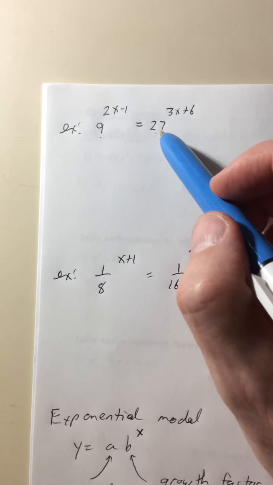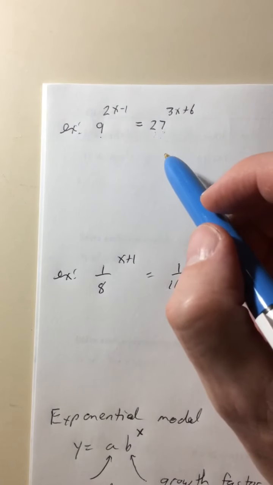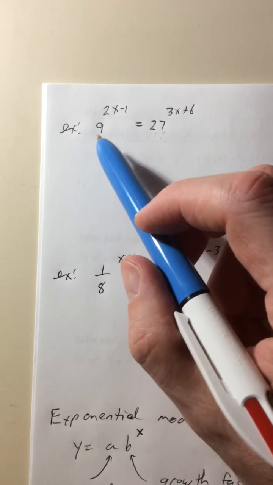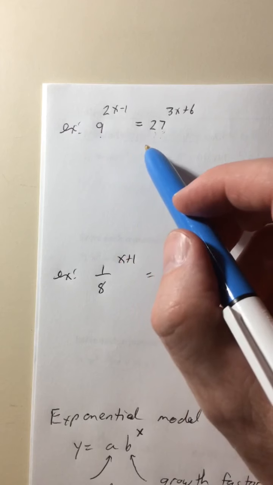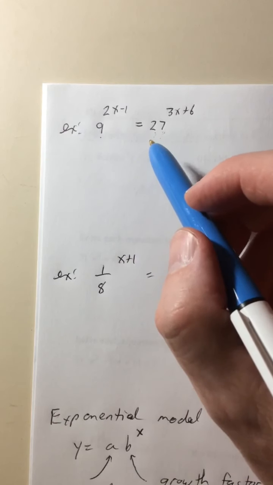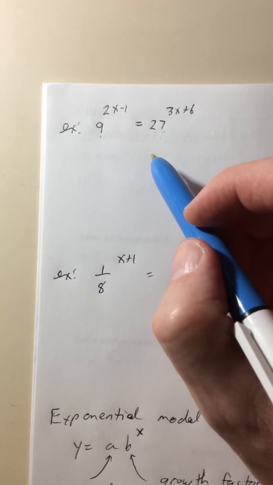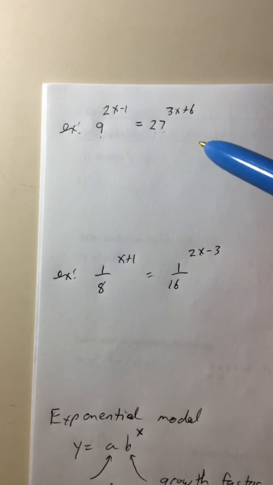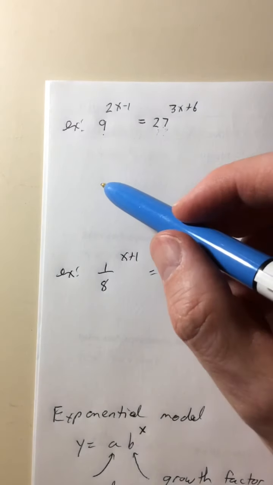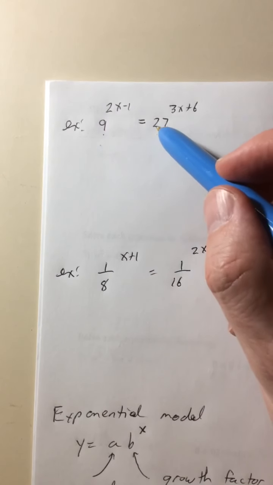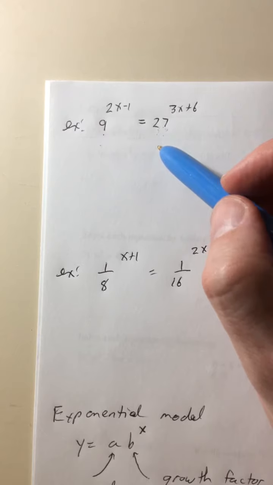We went right by 27, so that can't be it. So let's think about this. Is there a number that we can raise to a power that makes 9? And if we take that same number and raise it to a different power, will it make 27? And the answer is yeah, there's definitely a number like that, and that number is 3. So 9 is the same as 3 squared, 27 is the same as 3 cubed.